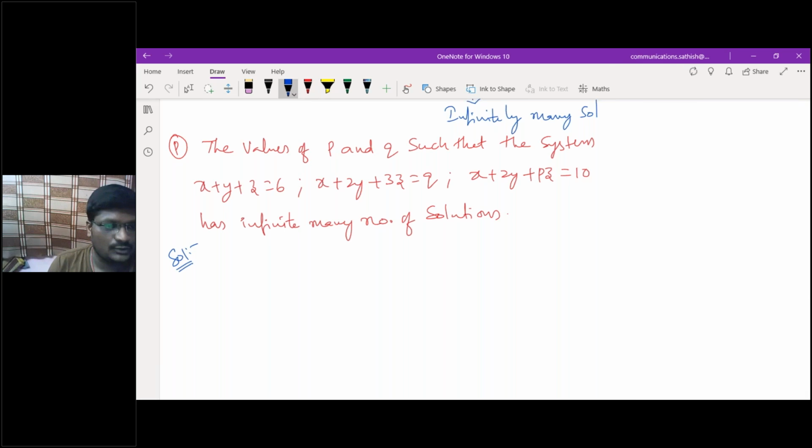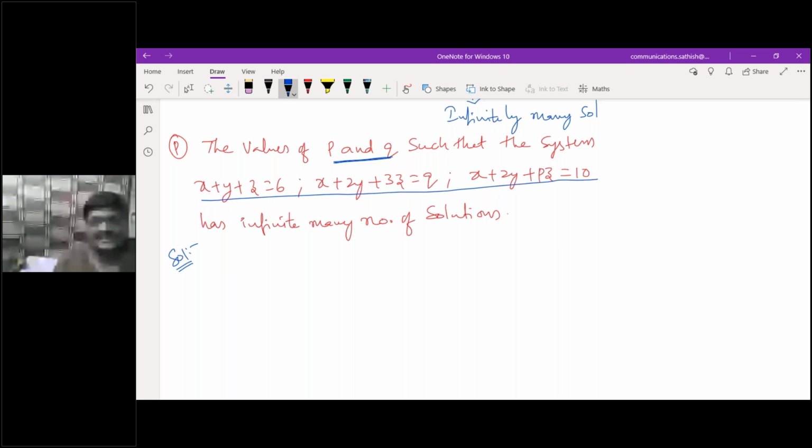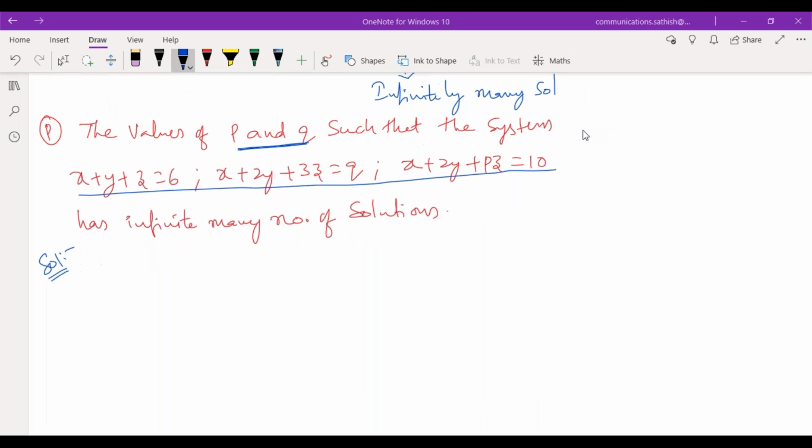This is the question. The values of P and Q such that x plus y plus z is equal to 6, x plus 2y plus 3z is equal to q, x plus 2y plus pz is equal to 10, has infinitely many number of solutions. Come on, give me the answer for that.